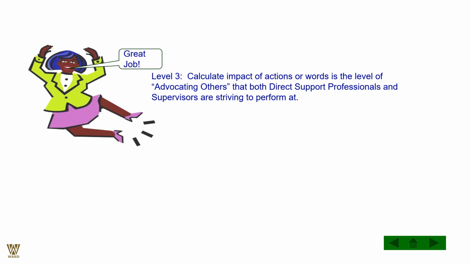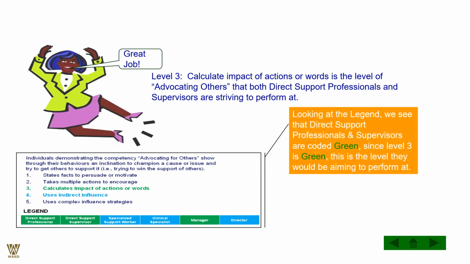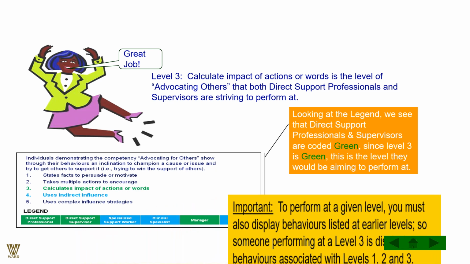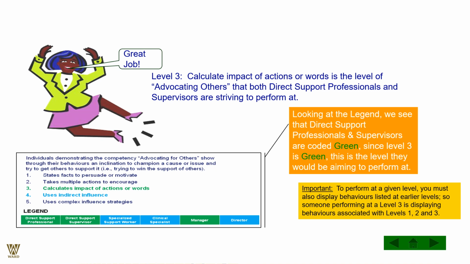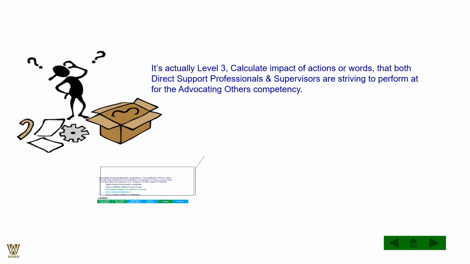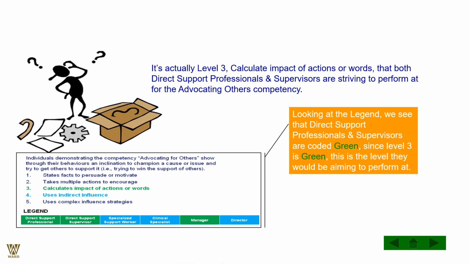We will talk about level 3, calculating impact of actions or words, in the level of advocating for others. Both direct professionals and supervisors are striving to perform around here. This is where we need to understand how we go around it. Now, what are we looking into? What has been professionally supervising are coded in green. Since level 3 is green coded, this is what we are looking forward to: calculating the impact of action as and when needed. What we are looking at in actual level 3 is calculating the impact.